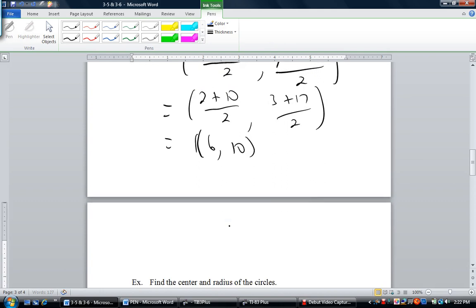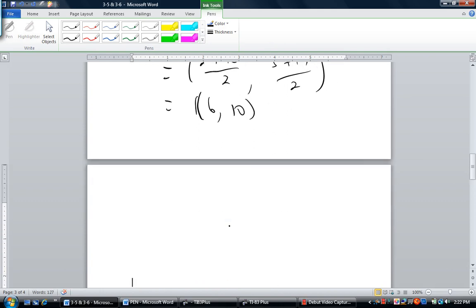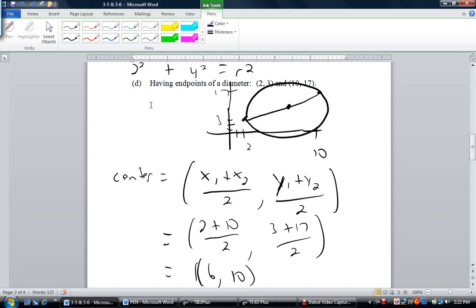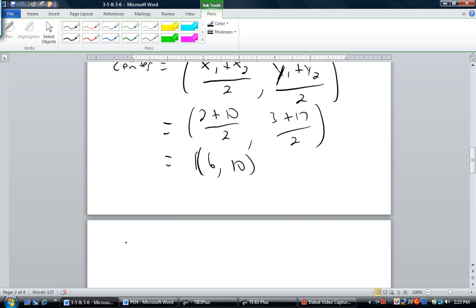Now since we have our center, 6, 10, we can take either point and find the radius. I'm going to use this point because I think the numbers are smaller, maybe easier: 2, 3. So let's do 2, 3 and 6, 10. And we're going to use the circle formula. A lot of books tell you to use the distance formula. This is a distance formula, and this is going to save you a step.